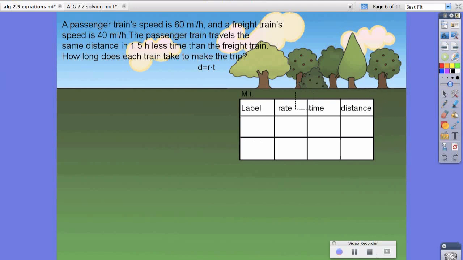So what we did, and I made up this table to help organize our thoughts. We have the label, the rate, the time, and the distance, or rate times time equals distance. So the first label we have is the passenger train. If you can guess, the second one would be freight train. Now the passenger's rate or speed in this instance is 60 miles per hour, and the freight train speed is 40 miles per hour.